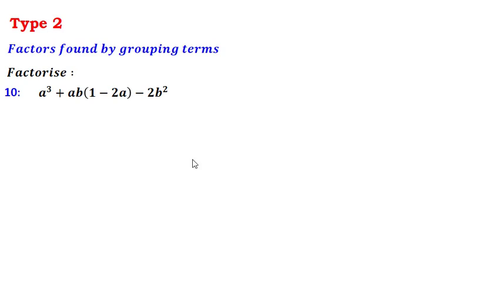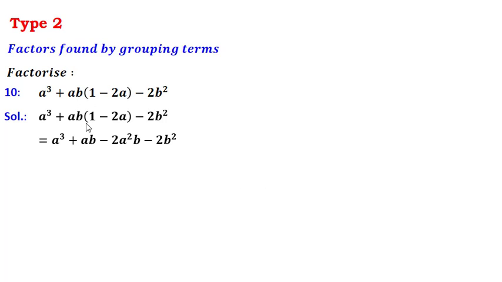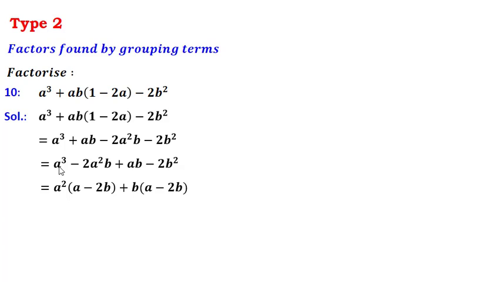Now let us see the 10th question. a cube plus ab into (1 minus 2a) minus 2b square. Now here first we open the bracket. So I will write a cube plus a into b minus 2a square b minus 2b square. Then I will rearrange the terms. I will write a cube minus 2a square b plus ab minus 2b square. Now I will take a square common from these two terms. So I will get a minus 2b, and here I will take b common. Again I will get here a minus 2b.